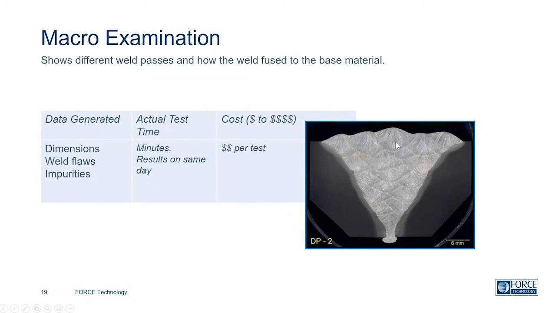So important things there are dimensions. How are the welds laying on top of each other? How big is the heat affected zone? Are there any big holes, circles, rips inside there? It's a very frequent, very often used examination that can tell us a lot.